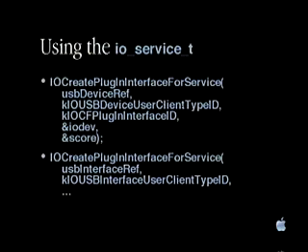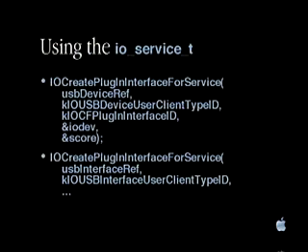So to use this IO service T that IO gives you back through this iterator, you then can call IO create plugin interface for service. This is the call that instantiates the pair of objects, the device interface or interface interface on the user side with the device user client or the interface user client on the kernel side. This call creates those two objects, sets up that communication channel, and allows you to then communicate with the object that you want to communicate with.